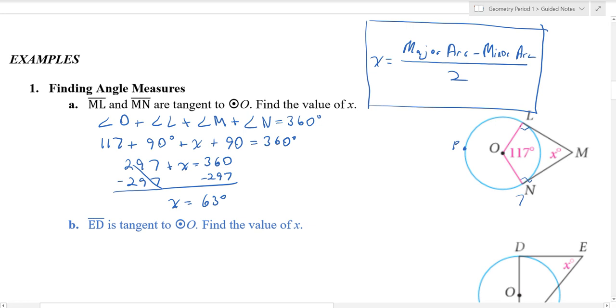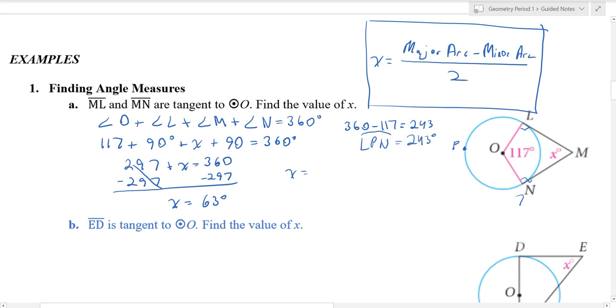Therefore, if that's our major arc, we know the minor arc over here is 117 degrees. From L to N, this arc also measures 117. The minor arc and the major arc together form a full circle, so the major arc is the difference between 360 degrees and my minor arc. So I can say, and I'm going to do the calculation down here, x equals the major arc, 360 minus 117, which is 243. So major arc LPN is 243 degrees.